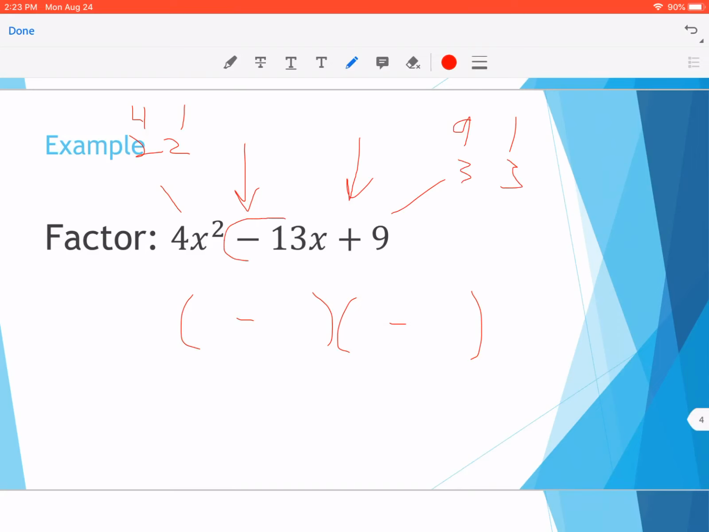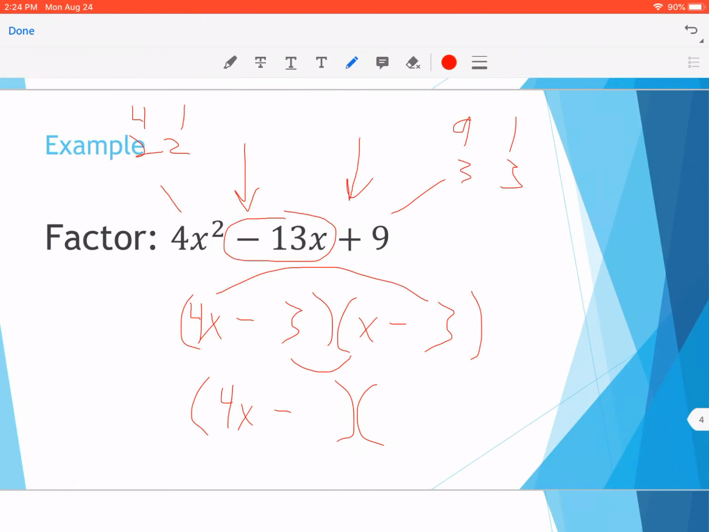But we need the outside and the inside to combine up to a negative 13. I'm just going to try the 4 and the 1. Again, it's just all about trial and error here. Maybe it's 3 and 3. That'd be a negative 12, and that'd be a negative 3. That's not going to add up to a negative 13. That was a bad choice. Well, the only other way to go, instead of the 3 and the 3, why don't we try the 4 and the 1 and the 9 and the 1.